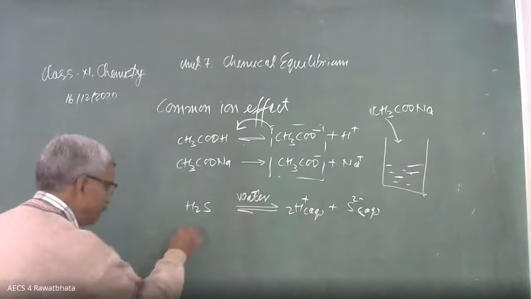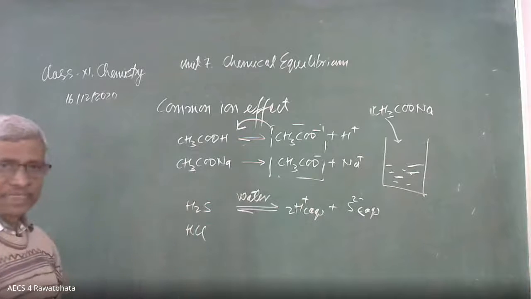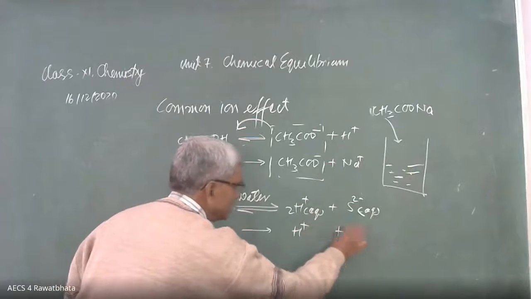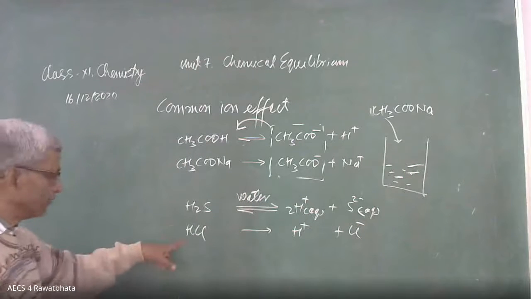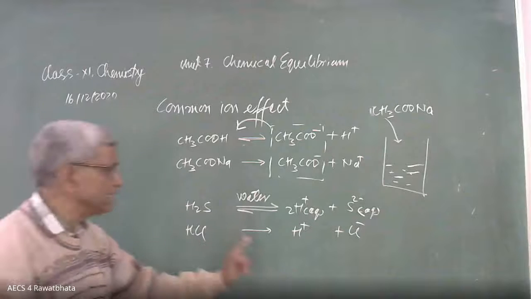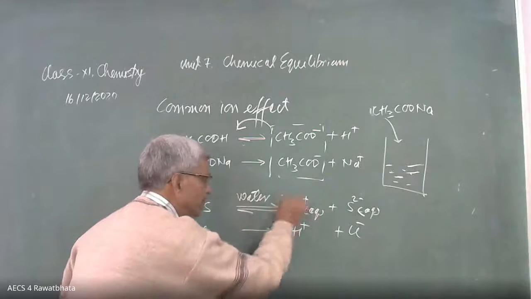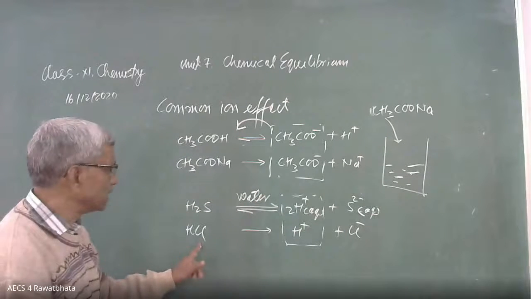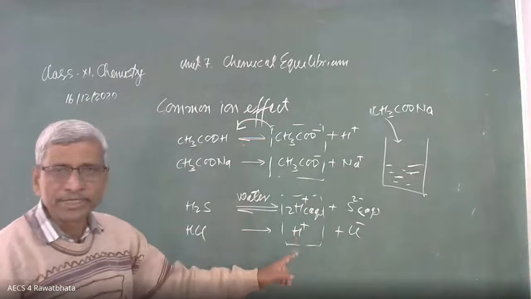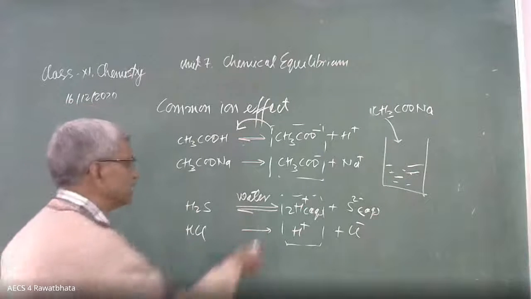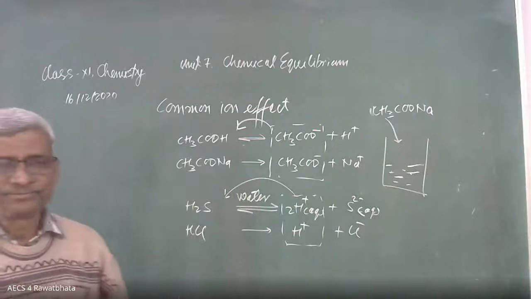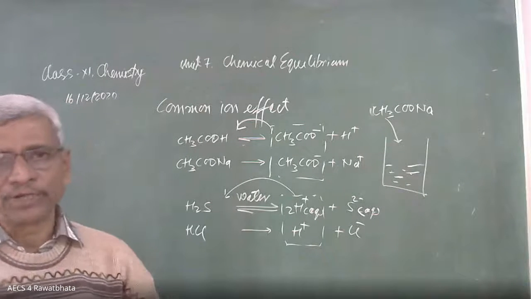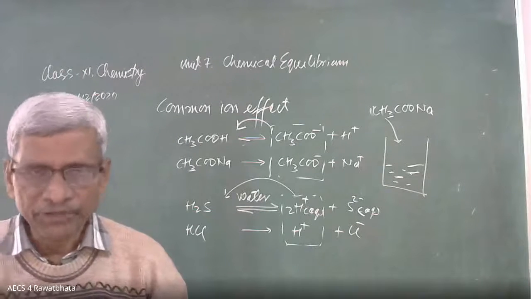Okay. If we add hydrochloric acid, which has a common ion, and the common ion is H ion here, it forms H positive and Cl minus. In the form of HCl, indirectly we have increased the concentration of the product of the above equilibrium. They are in the same container. That's why indirectly we have increased the concentration of H positive ion so that this equilibrium will shift in the backward direction. Then H2S ionization is decreased by addition of hydrochloric acid. That is called common ion effect.